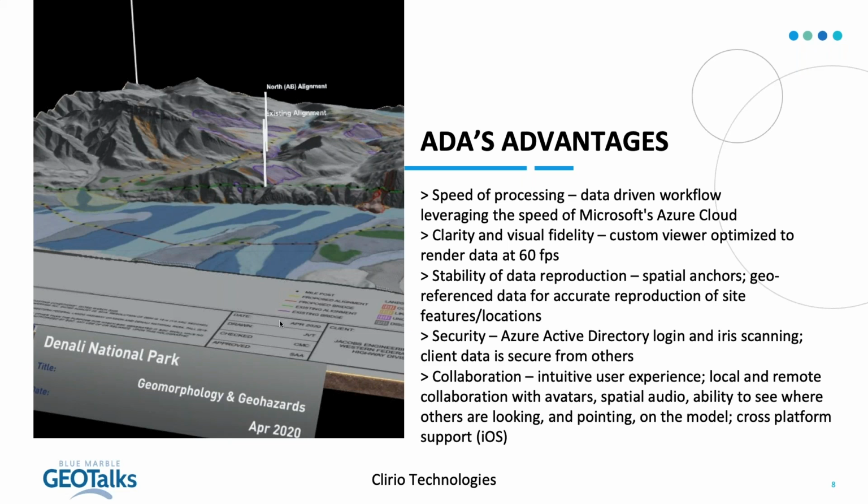So we have a custom viewer, both on the HoloLens and on iOS devices, that renders at a very high rate of data and stability. We use spatial anchors so that georeferenced data can be anchored in a physical space. So if you have multiple people looking at that data, it will look as if it's a permanent fixture in the room as you move around and interact with it.